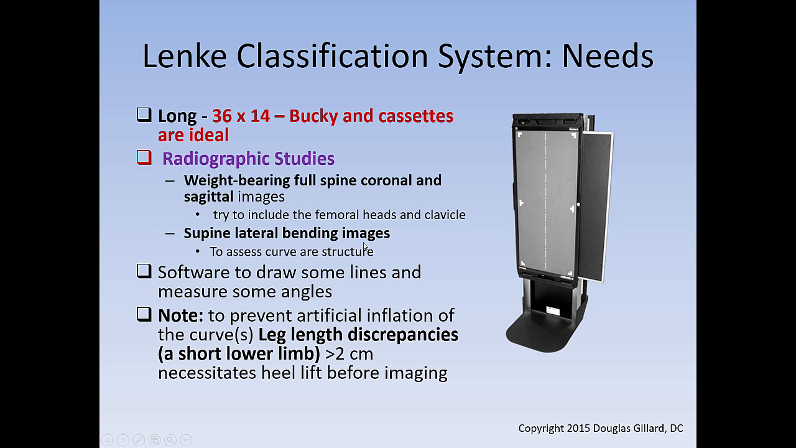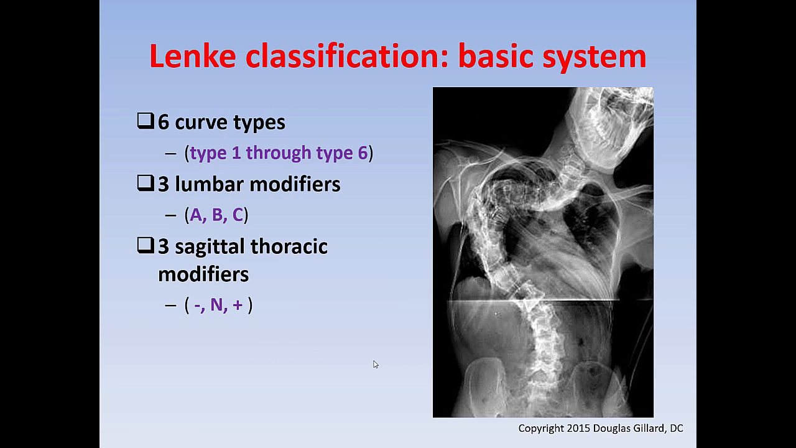But ideally, why would they want lateral bending done supine instead of standing? That's right, because you're going to get a little bit more range of motion with supine once the erector spinae muscles are taken out of play. They don't have to work, so you might get a little better bending. You should also note here that leg length discrepancies need to be adjusted for. So if someone has a short leg by more than 2 centimeters, you need to put in a little heel lift before you take these images, or it'll skew your results.